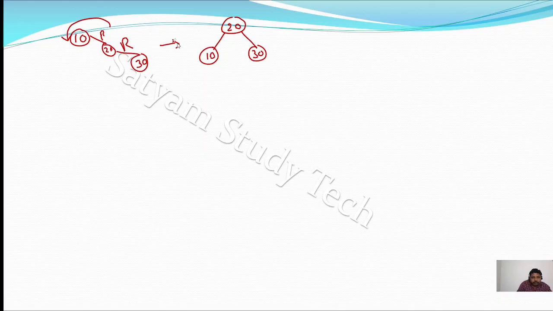Before doing this rotation we have to calculate the balance factor. It is 0. The balance factor of 20 is minus 1. The balance factor of 10 is minus 2. It is not balanced. We have to perform RR, that means left rotation. So here you can perform the left rotation. After performing the left rotation, you can check the balance factor. It is 0, the balance factor is 0.